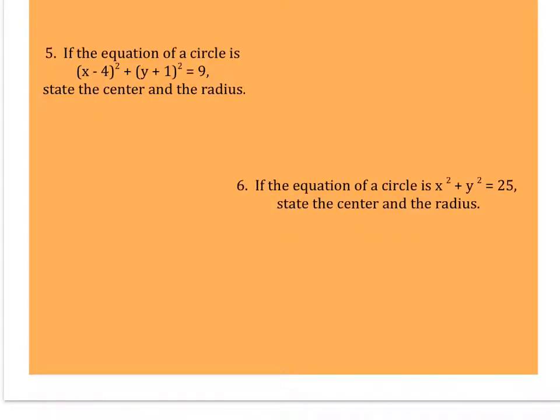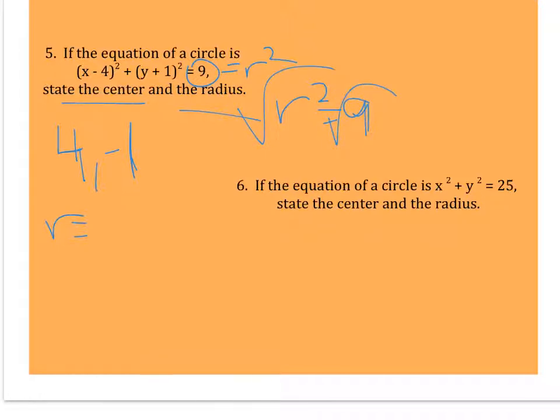If the equation of the circle is this, state the center and the radius. The center here is going to be (4, -1). It's going to be the opposite of what's there. For the radius, remember, this is equal to r squared. So r squared equals 9. Square root both sides, so r is going to be equal to 3. So there's my center and there's my radius.